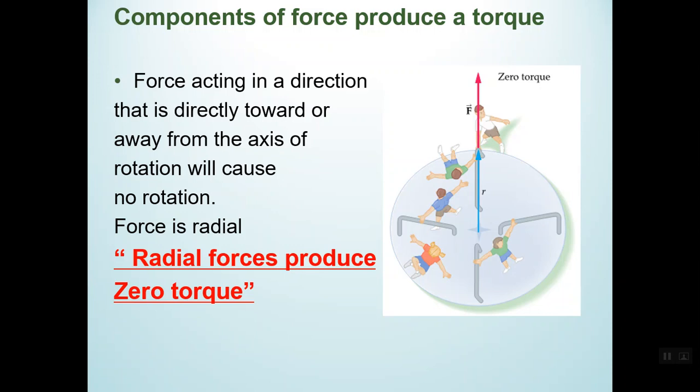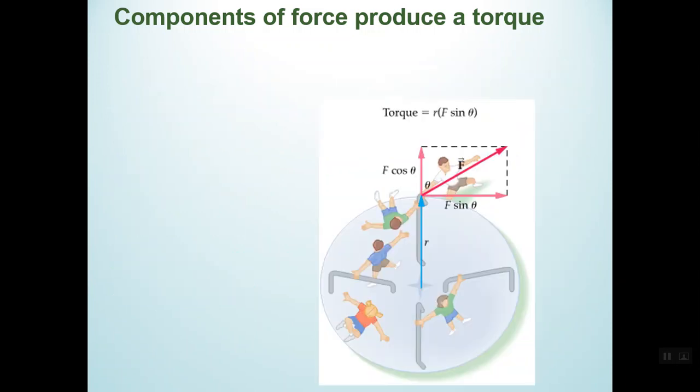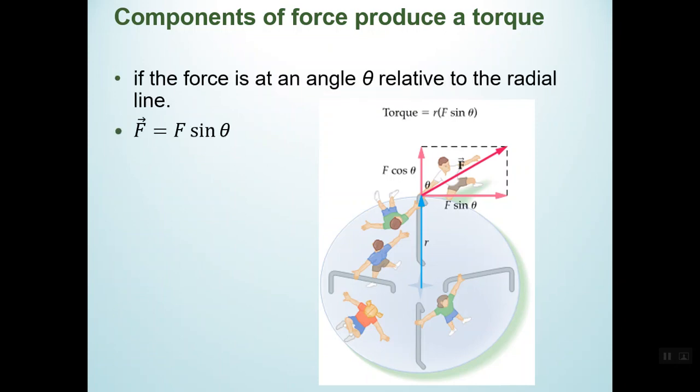But what if a force is at an angle theta relative to the radial line, as in this figure? In this case, we resolve the force vector F into a radial and a tangential component of force F, and we can find the radial component produces zero torque, and the tangential component of F is given by F tangential is equal to F sine theta. And this component will produce a torque.